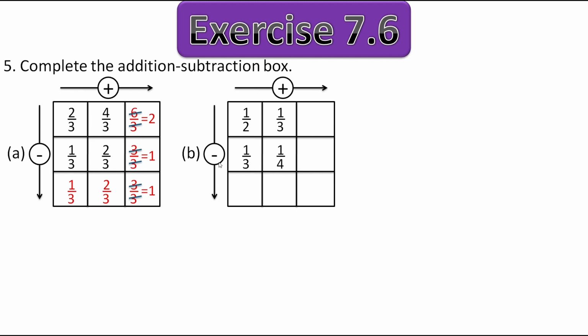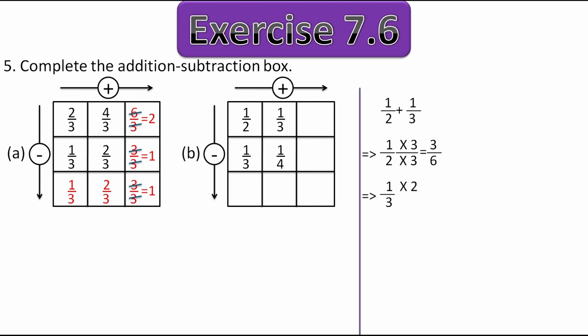Now let's complete this second box. Here we have different denominators with co-prime numbers. 2 and 3 are co-prime numbers. So let's add them. 1 upon 2 plus 1 upon 3. First we have to take 1 upon 2 and multiply it with 3. So 3 ones are 3 and 3 twos are 6. Now we take 1 upon 3 and multiply it with 2 to get 2 upon 6. Now we can add them. 3 upon 6 plus 2 upon 6 will give you the answer as 5 upon 6. So that we have to write in the rightmost upper box.